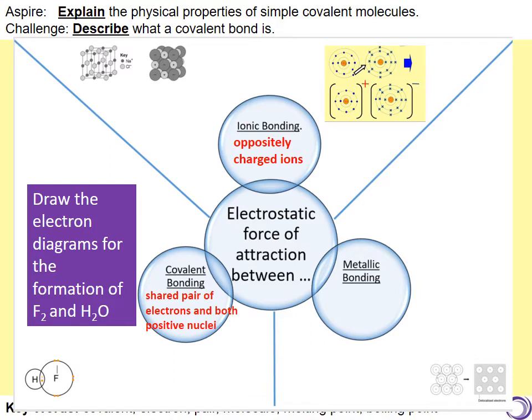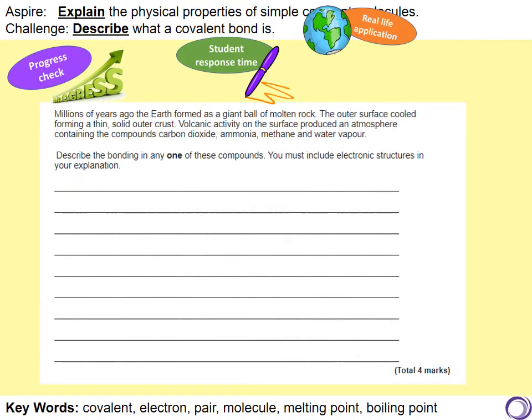Okay, so on your summary sheet now, draw the electron diagrams for the formation of fluorine and water. So what might this look like in an exam question? Well, this one contextualises the question in gases that were in the Earth's early atmosphere. So this is an overlap of topics, if you like.